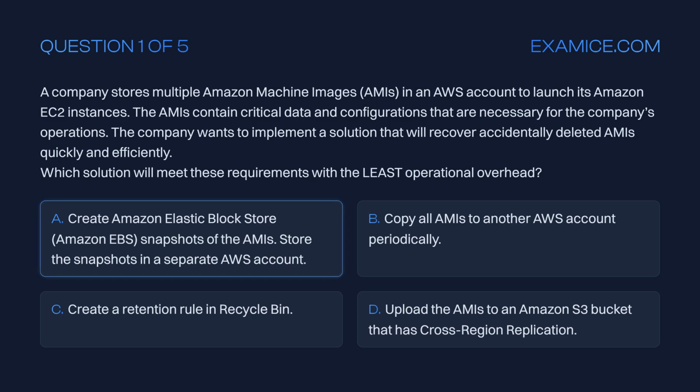Option A. Create Amazon Elastic Block Store snapshots of the AMIs. Store the snapshots in a separate AWS account. Option B. Copy all AMIs to another AWS account periodically. Option C. Create a retention rule and recycle bin. Option D. Upload the AMIs to an Amazon S3 bucket that has cross-region replication.